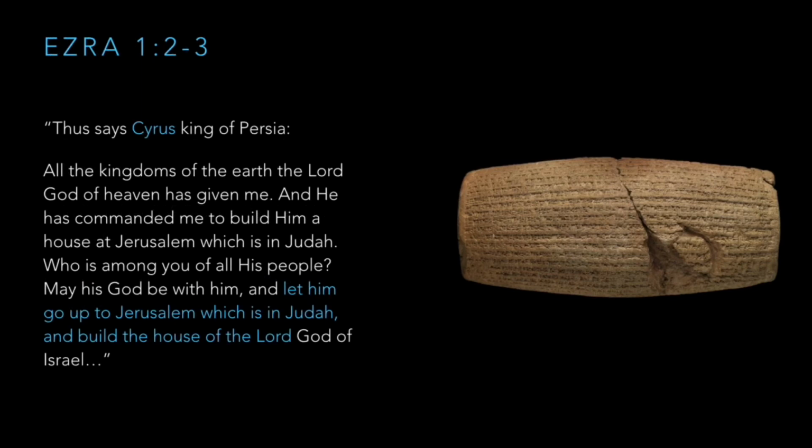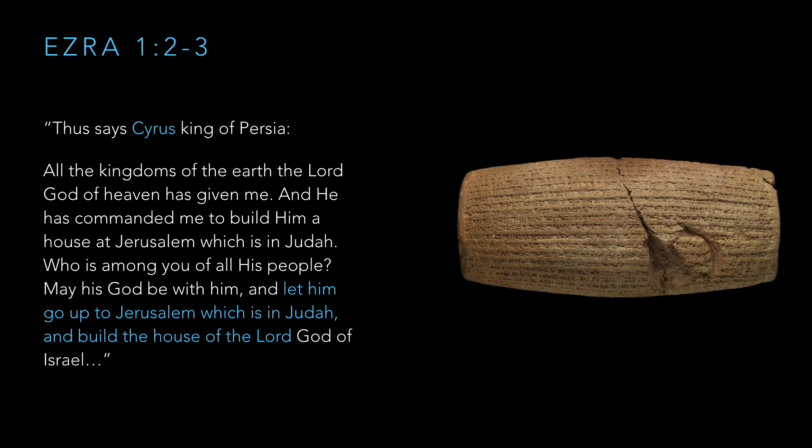"Thus says Cyrus, king of Persia, 'All the kingdoms of the earth the Lord God has given me, and he has commanded me to build him a house at Jerusalem, which is in Judah. Who is among you of all his people? May his God be with him, and let him go up to Jerusalem, which is in Judah, and build the house of the Lord God of Israel.'"